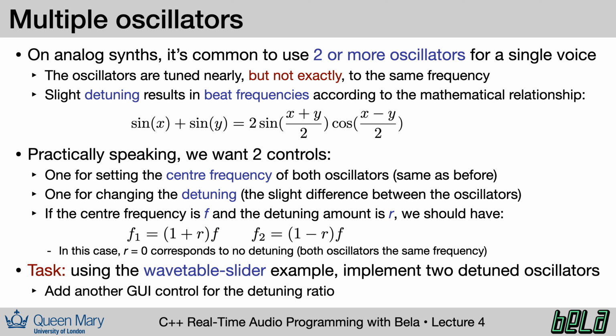So this task is a bit of a longer one. What you need to figure out is not only how to add another GUI control for the detuning ratio, but how to duplicate the wavetable oscillator. You need to figure out which bits of the code need to be duplicated and which ones do not, so that you can have two separate sawtooth oscillators which are mixed together with slightly different frequencies. Pause the video here, see if you can make two detuned oscillators adjustable from the GUI. We'll look at the code together in a moment.